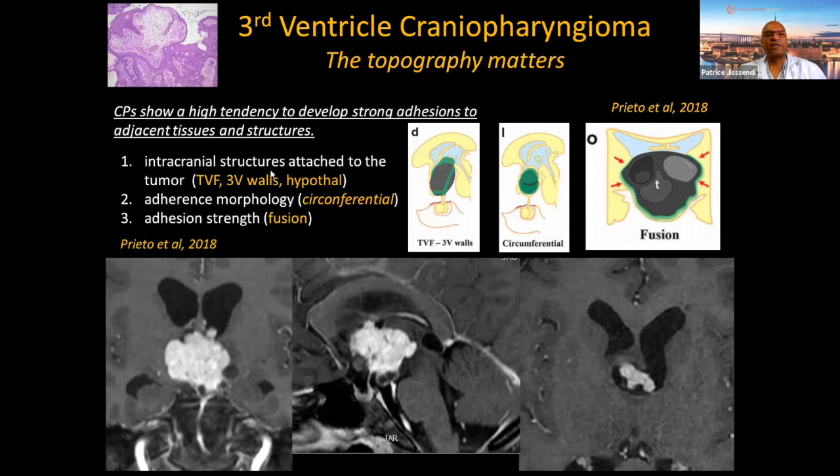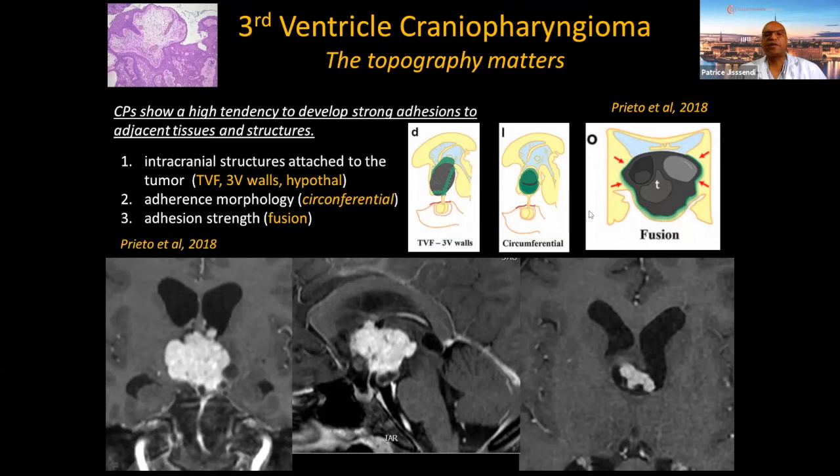First, you have to describe intracranial structures attached to the tumor, like third ventricle floor, third ventricle walls, like on these images, and the hypothalamus, if it's displaced or invaded, and also the adherence morphology. And in this case, the adherence morphology is circumferential. You also need to specify the strength of adhesion that is likely to be there. Here, the model is fusion.